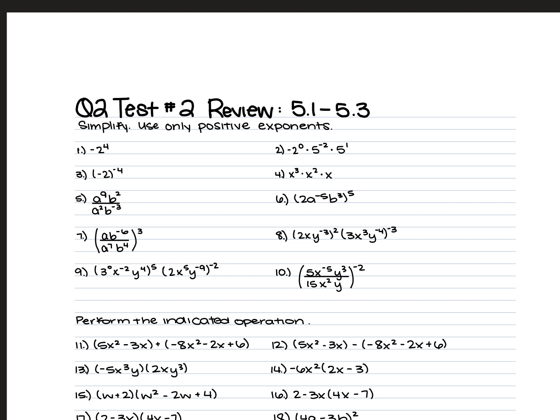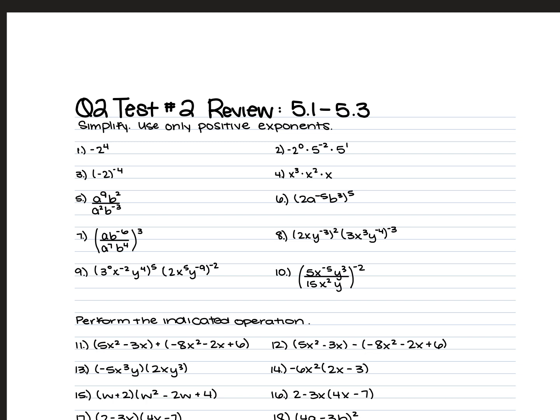Remember with these, if a number is raised to a power of 0, it turns that number or that base to be 1. If there's a negative in front of a number and that number is raised to a power, if the negative is not in parentheses, it's not a part of that number. So that negative is not being raised to the power. It's only if that negative is inside the parentheses and the parentheses is raised to a power that that negative is raised to the power as well.